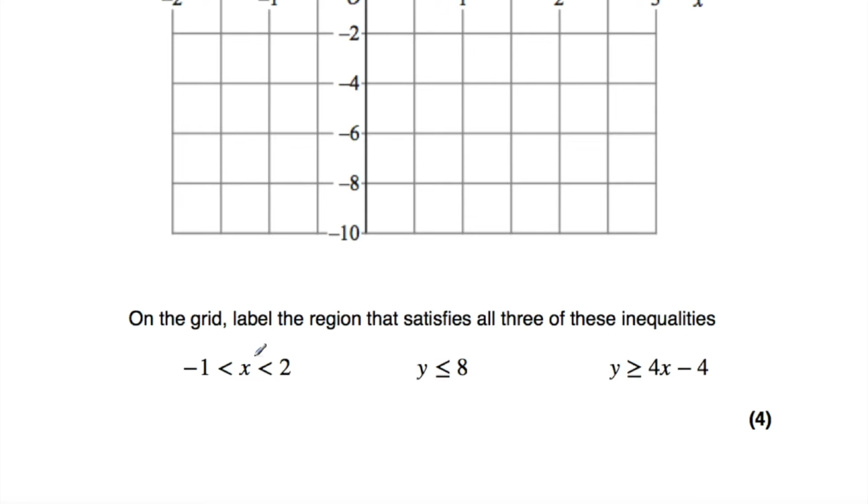Okay, so let's start off with this one. x is bigger than -1 but less than 2. One thing to notice here is we've got the less than symbol and the less than symbol, so they're going to be dashed lines. So let's start off with the first one. x is bigger than -1.